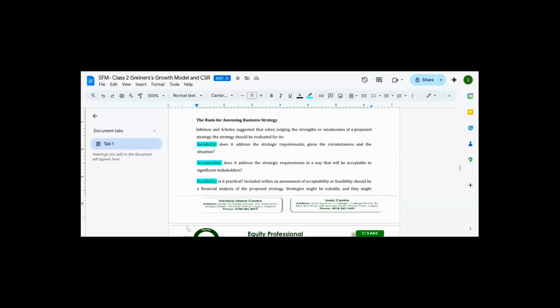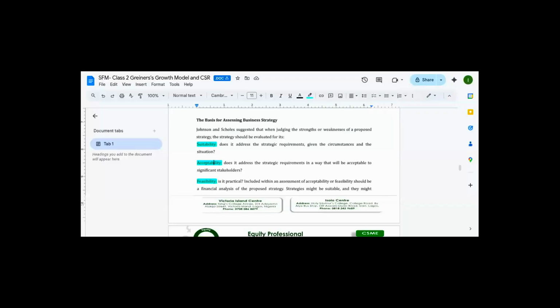And at the same time, the strategy must be suitable to the company's capability, resources, and competency. No matter how beautiful the strategy, the suitability of the strategy is very, very essential before implementation. Secondly, acceptability.